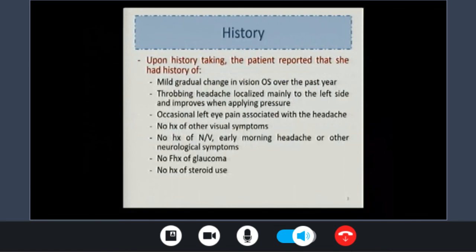Upon further history taking, she reported a history of mild gradual change in vision in her left eye over the past year, associated with throbbing headache localized mainly to the left side, which improves on applying pressure. The headache also occurred with left eye pain. She had no other visual symptoms, no nausea, vomiting, early morning headache, or other neurological symptoms. She had no family history of glaucoma and no history of previous steroid use, whether topically or systemically.